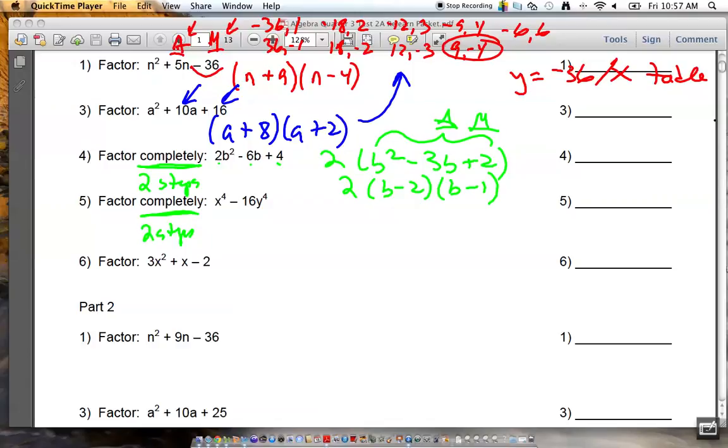Now, number 5 is one of the most difficult types of factoring, and I've seen it on the Regents exam already. This was something you might see in an 11th grade Regents years ago, and now they're putting it on our test.